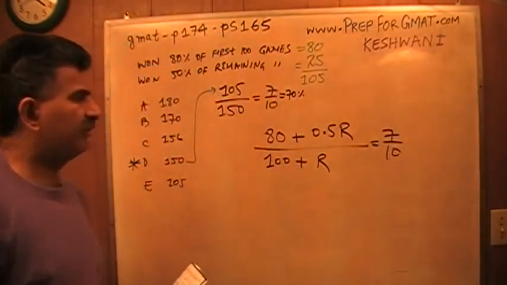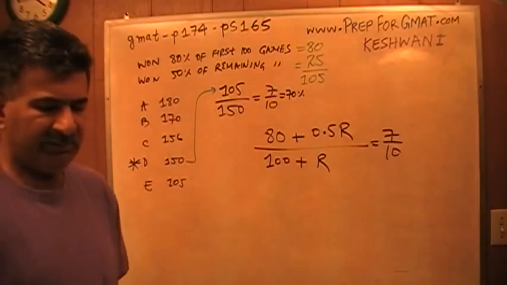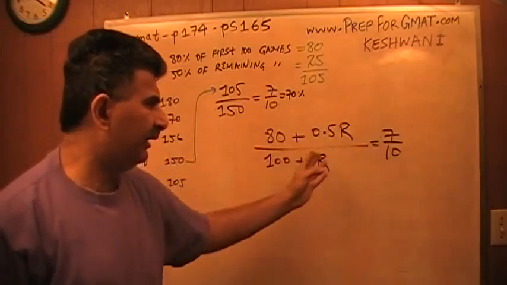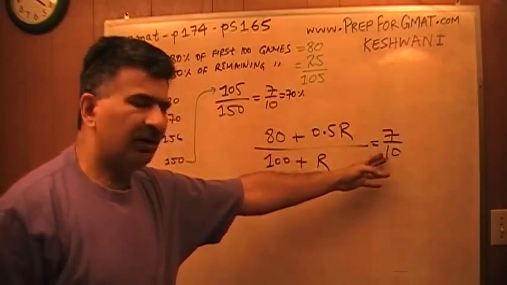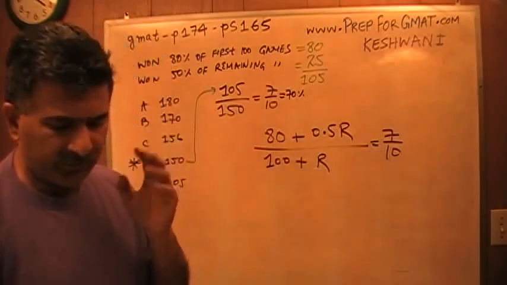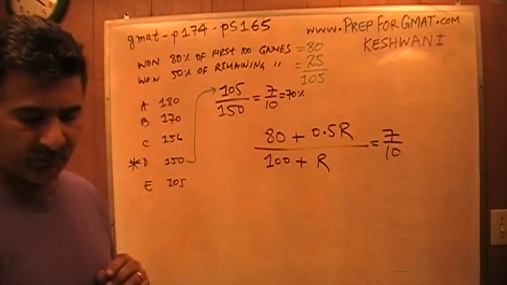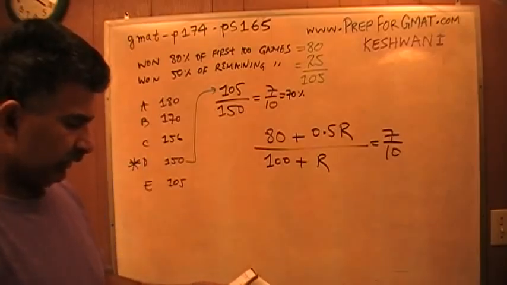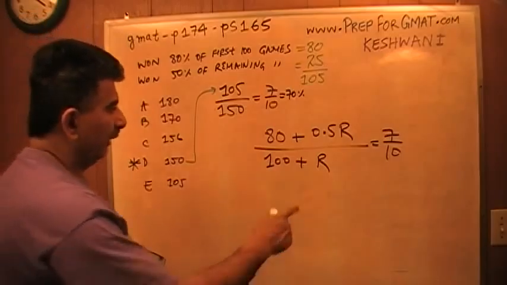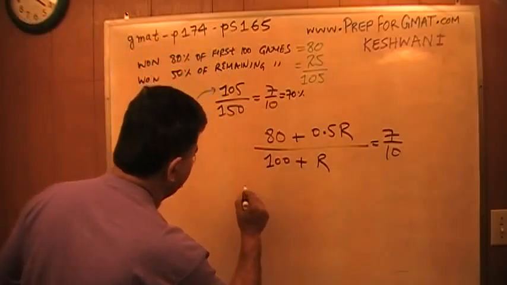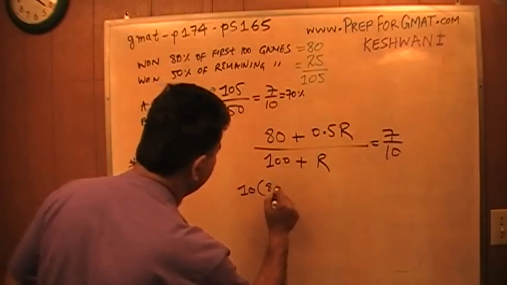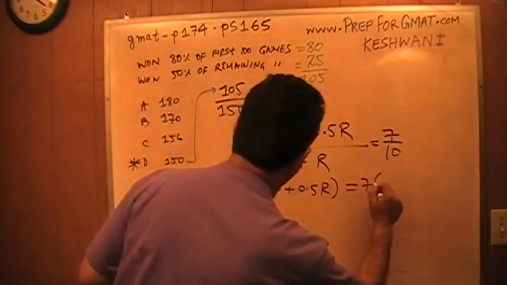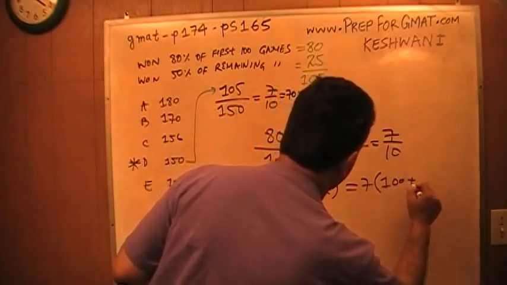I don't write 70% as 0.7 because that makes life annoying. Just write it down as 7/10 because it's easier to multiply by 10 and the 7 than it is to deal with decimals. I don't know why people have this nasty habit of writing everything in decimal. Keep it in fraction, it makes life simpler. So let's cross multiply, okay? That's all we have to do. So I end up with 10 times (80 plus 0.5R) has to equal 7 times (100 plus R).